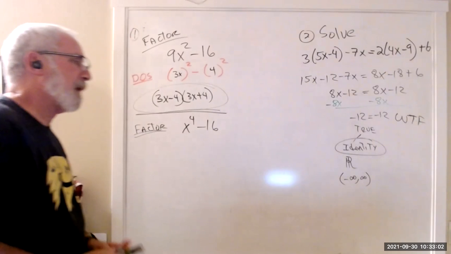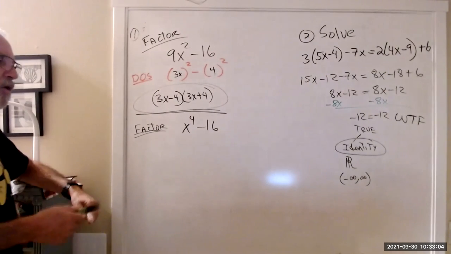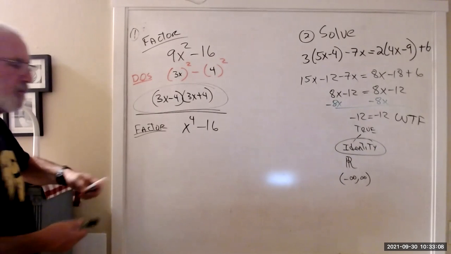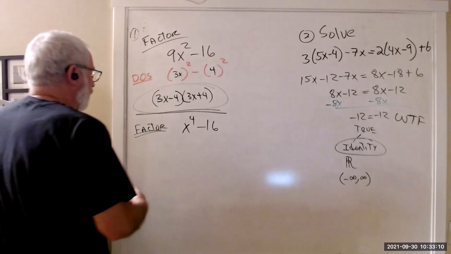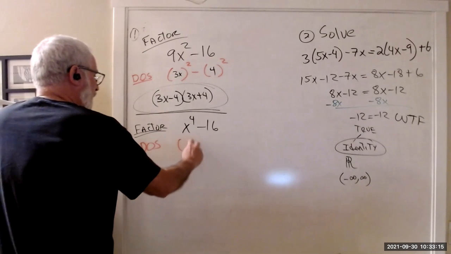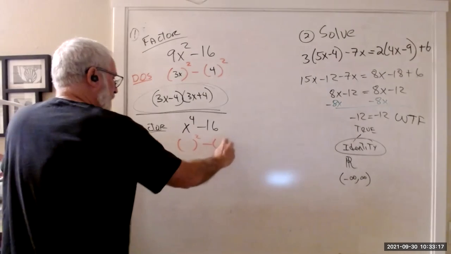Very easy to get it wrong. Remember, don't panic on this one. It is not on this exam, but I want to show you this. All right. Well, first off, it sure looks like a dose to me, because I can write this as somebody squared minus somebody squared.